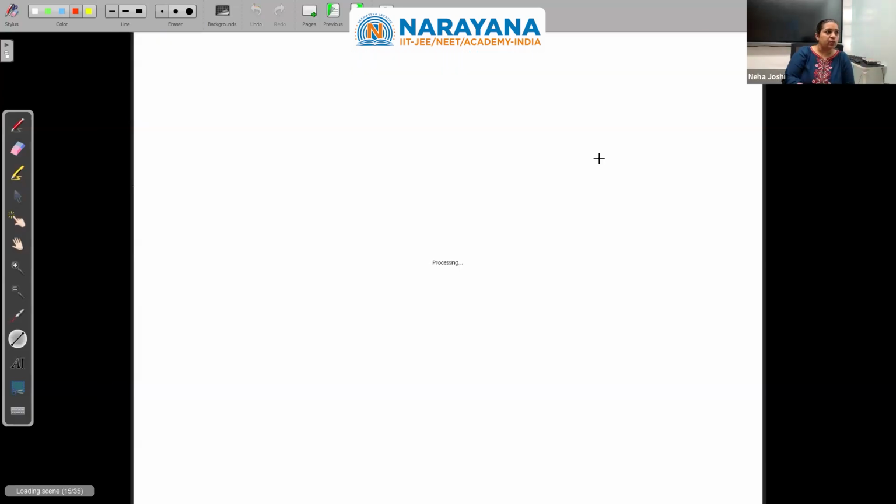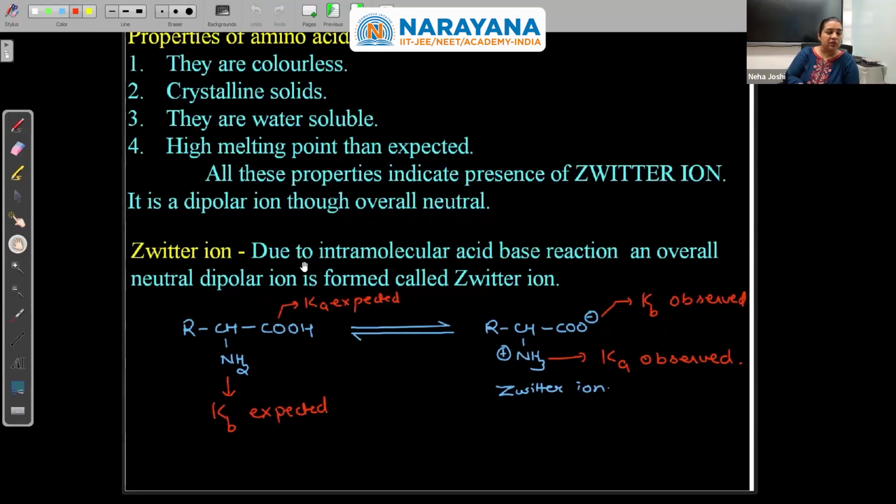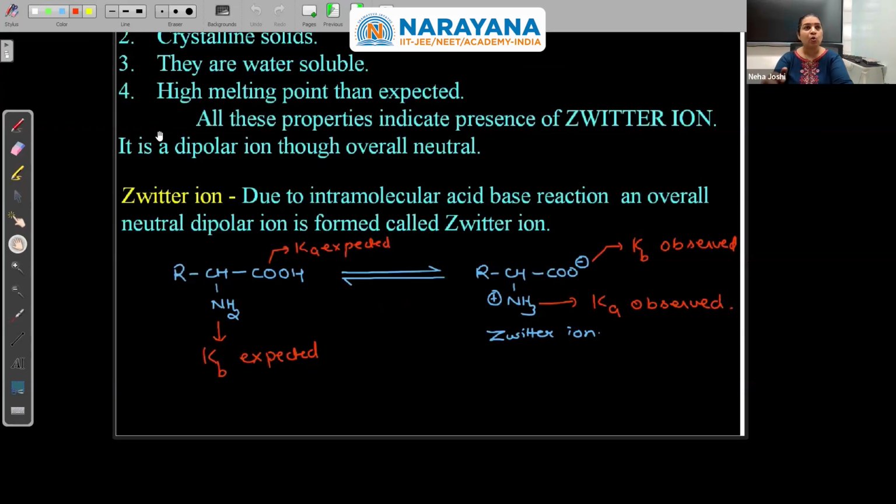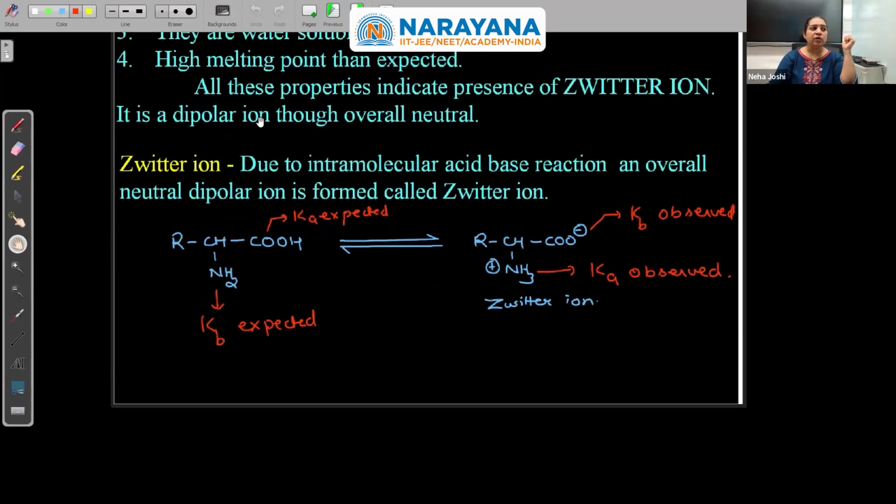So moving to the next point, what are the properties of amino acids? Of course they have very strong hydrogen bonding. So they are crystalline solids at room temperature. They are colorless. They are water soluble because of polar ends in the molecule. And as they have those zwitterions, yes, they have a higher melting point than expected. All these properties indicate the presence of a zwitterion. It is a dipolar ion, though overall it is neutral, but it is a dipolar ion. So what is a zwitterion? So due to intramolecular acid base, see this is the alpha amino acid now.